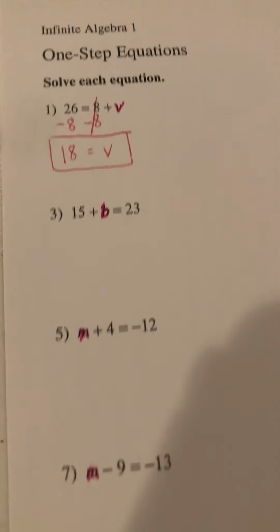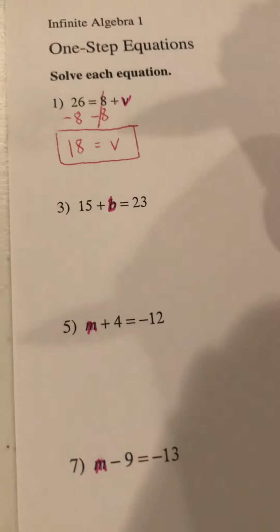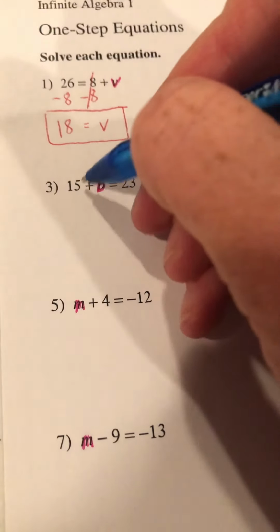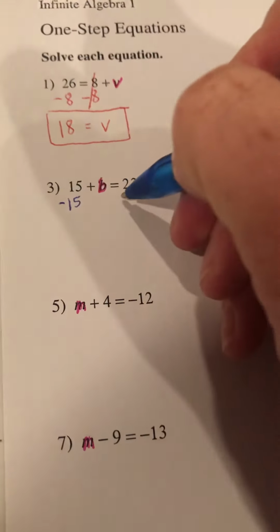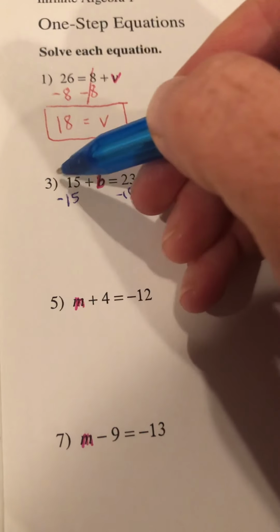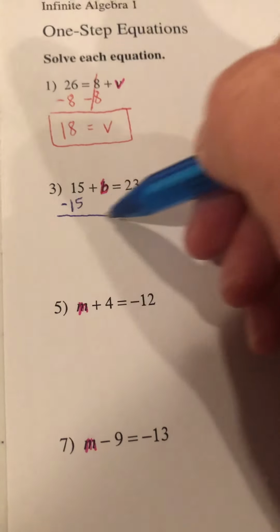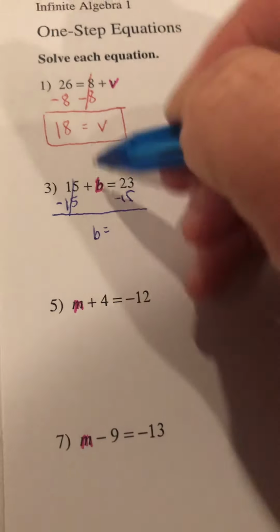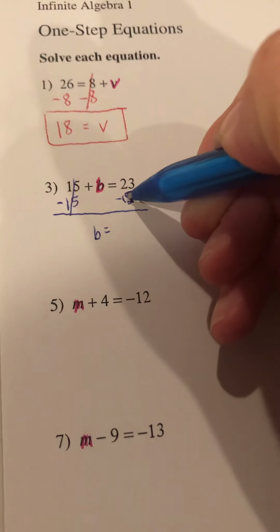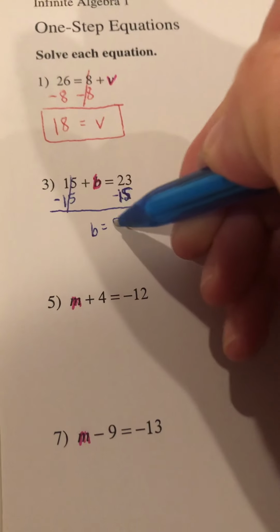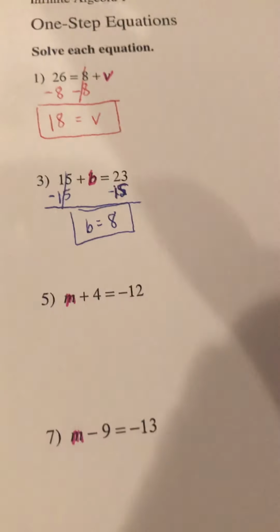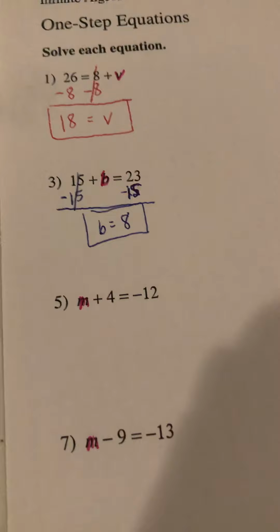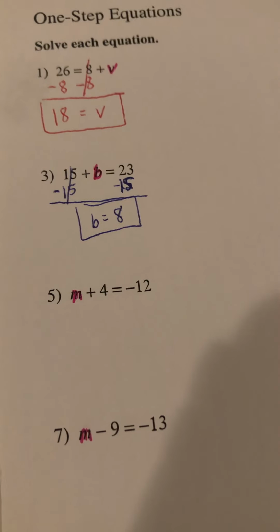Number 3 says 15 plus b. So again, that's add, so we're going to subtract. Or you can think of that's a positive 15, so I need a negative 15, however you see that. But 23 minus 15, let me make that a little bit more clear. 23 minus 15 is 8. Why don't you try number 3 real quick? See if you can do it on your own.